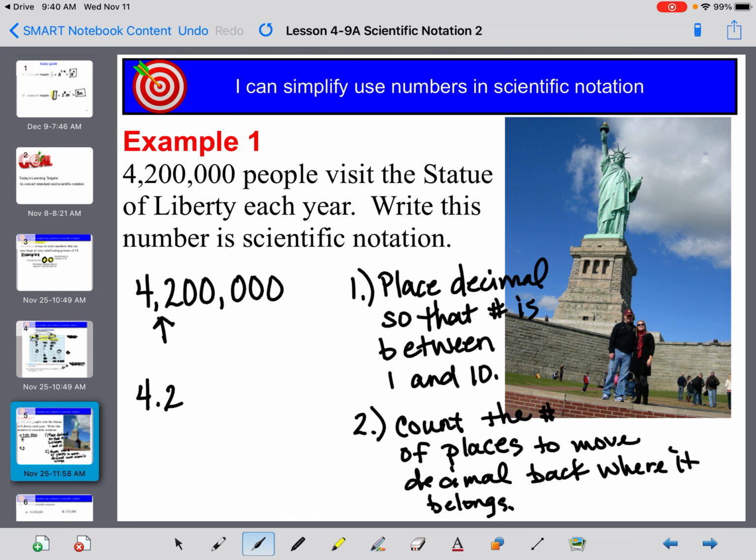Let's try that. If I move it here between the 4 and the 2, to put it where it belongs, which is at the end, 1, 2, 3, 4, 5, 6 places to the right, times 10 to the 6th. If it's to the right, you have a positive exponent. If you move the decimal to the left, that's a negative exponent. So 4,200,000 written in scientific notation is 4.2 times 10 to the 6th.